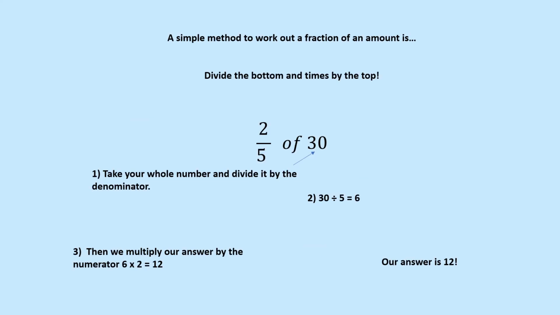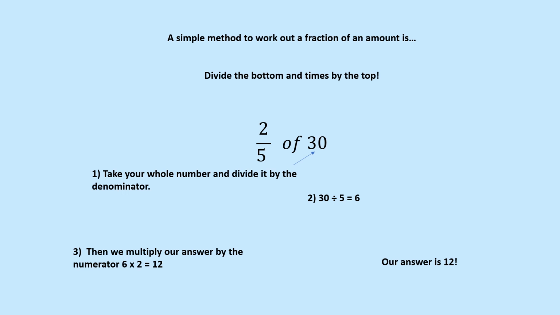Now that we have looked at the visual concept of finding fractions of amounts through bar models, we need to remember the method and apply this to our learning. So a simple method to work out a fraction of an amount is taking your whole number, dividing it by your denominator, and multiplying it by your numerator. So dividing by the bottom and timesing by the top.